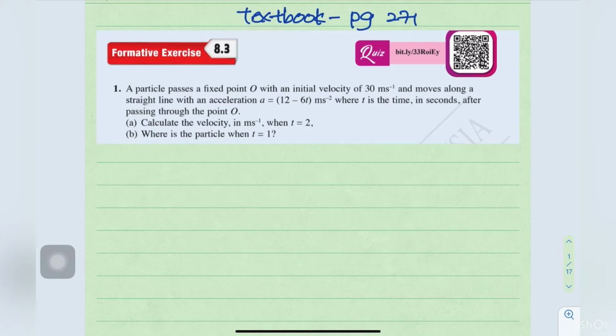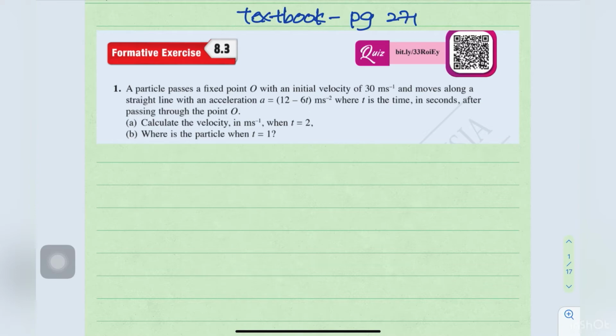A particle passes a fixed point O with an initial velocity of 30 meters per second and moves along a straight line with an acceleration a equals 12 minus 6t meters per second squared, where t is the time in seconds after passing through the point O. So (a), calculate the velocity in meters per second when t equals 2.